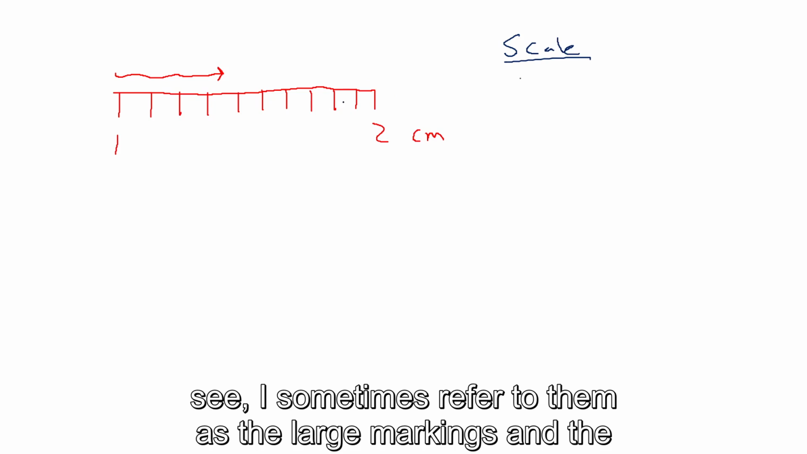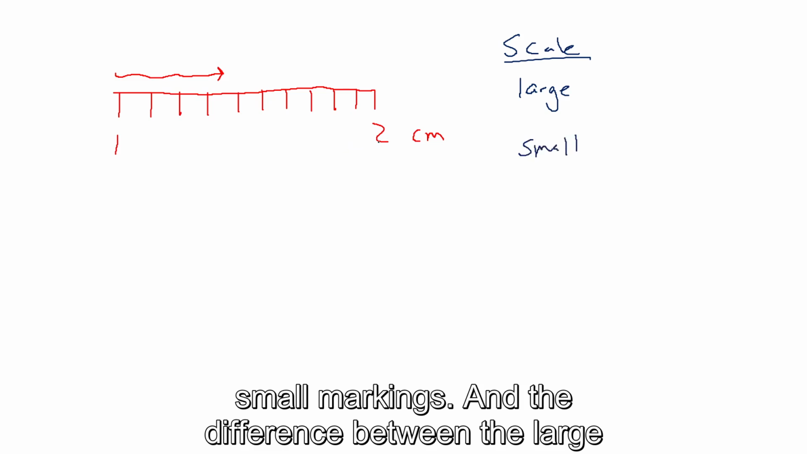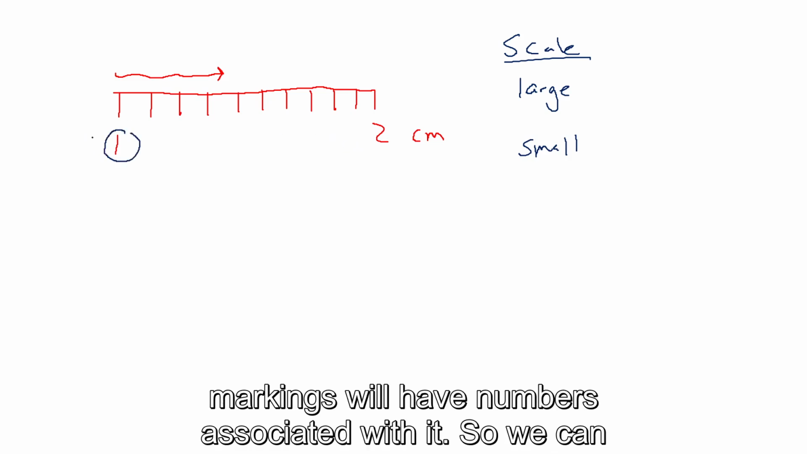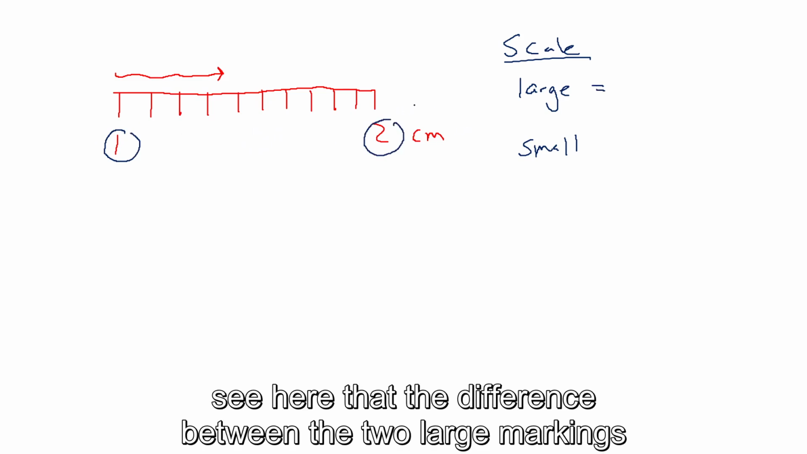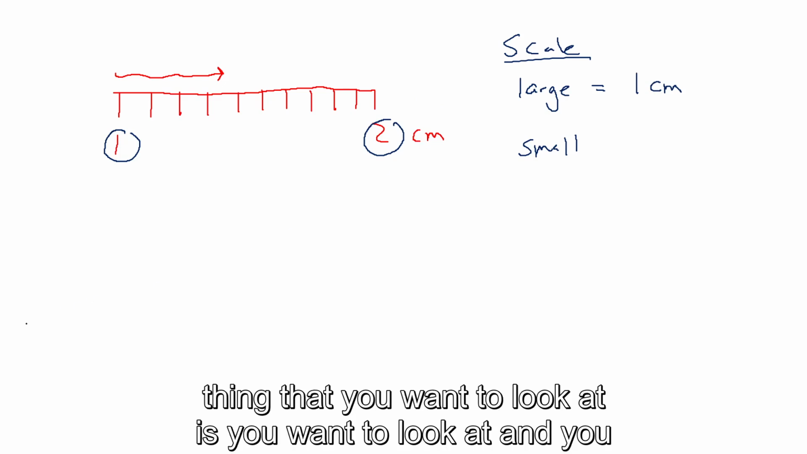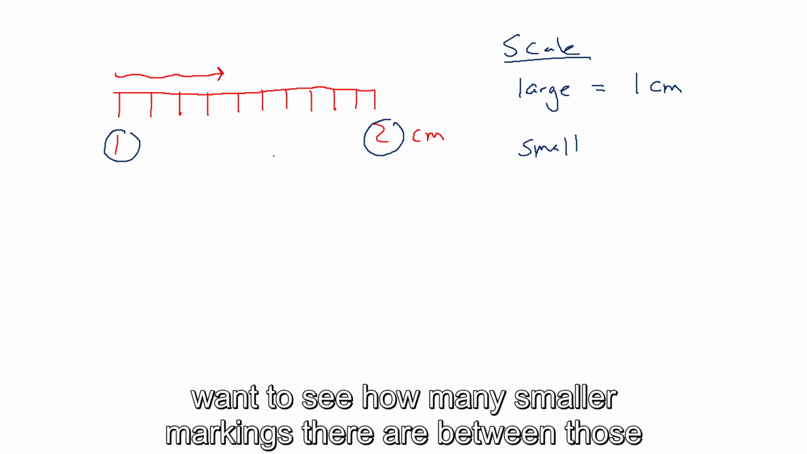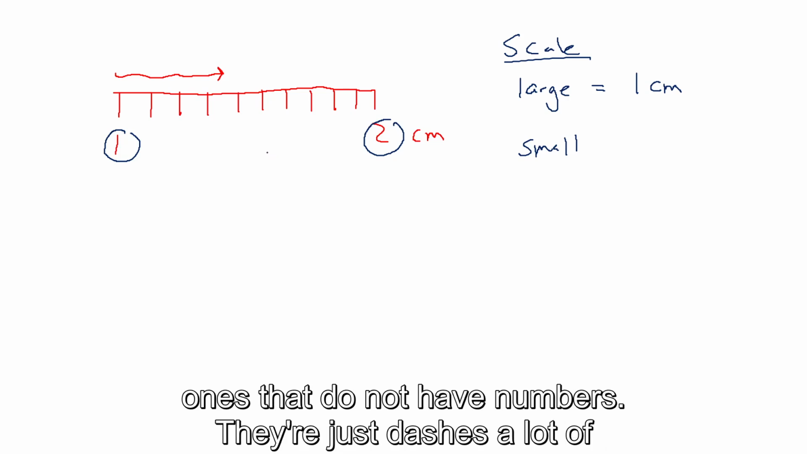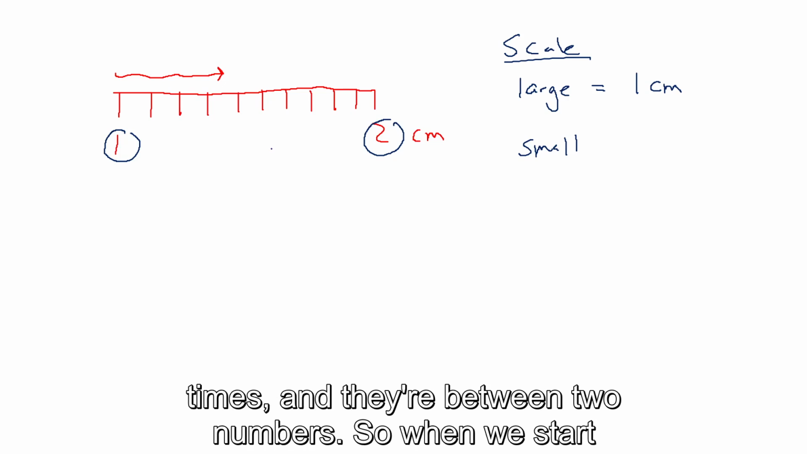I sometimes refer to them as the large markings and the small markings. And the difference between the large markings and the small markings in most cases is the large markings will have numbers associated with it. So we can see here that the difference between the two large markings on my ruler there is 1 centimeter. Now, the second thing that you want to look at is you want to see how many smaller markings there are between those large markings. Once again, the smaller markings are usually the ones that do not have numbers. They're just dashes a lot of times, and they're between two numbers.